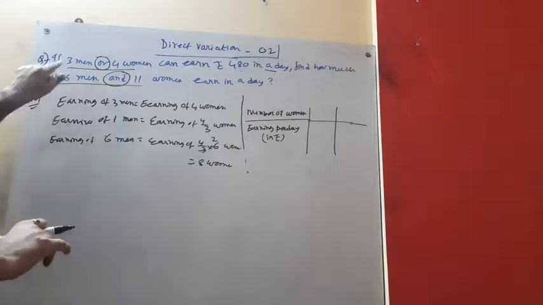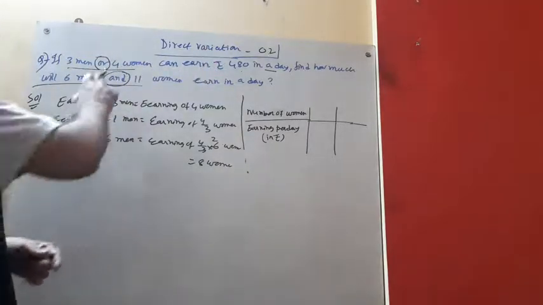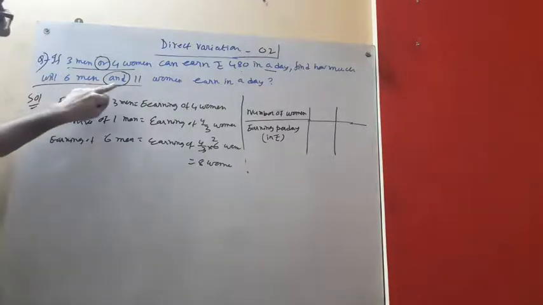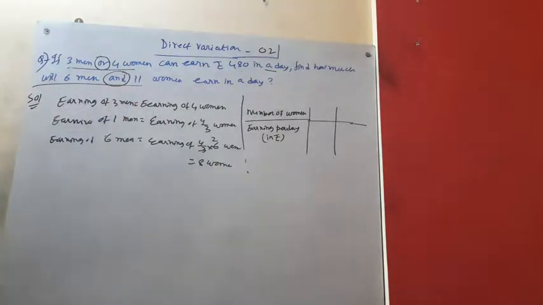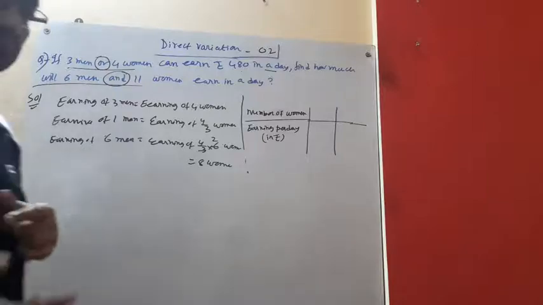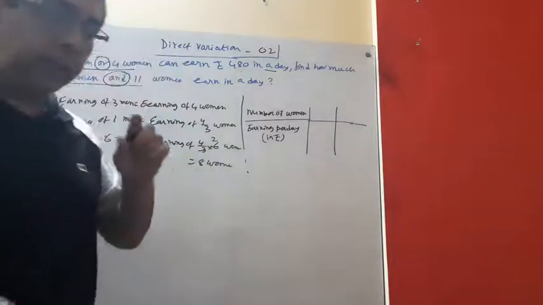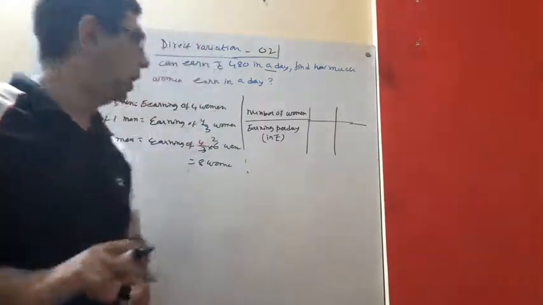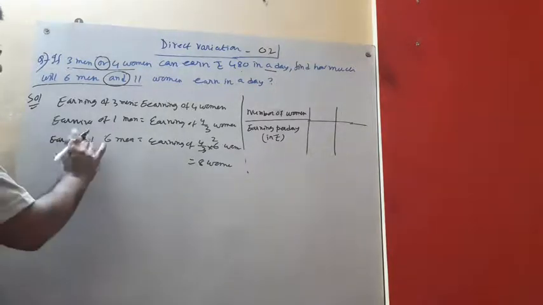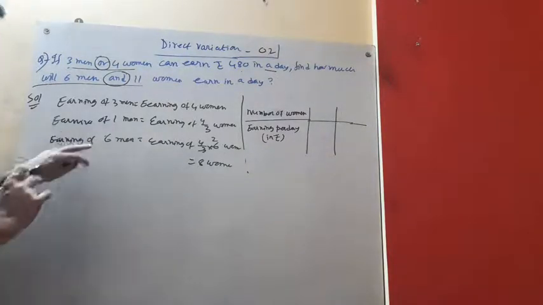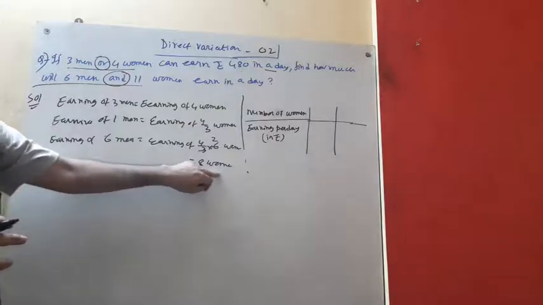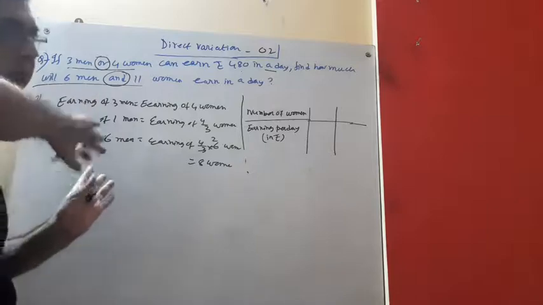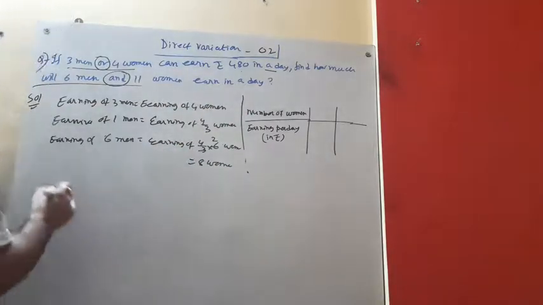Look, it is given 3 men or 4 women. So we can say the earning of 3 men is the same as earning of 4 women. But what we have to find, earning of 6 men and 11 women in a day. That means we have to convert earning into one part. Either it will be all in earning of men or all will be earning of women. What I am trying to do, earning of 6 men equal to earning of 8 women. That is, we are converting the earning of men into earning of women. Now it will be very easy for me.